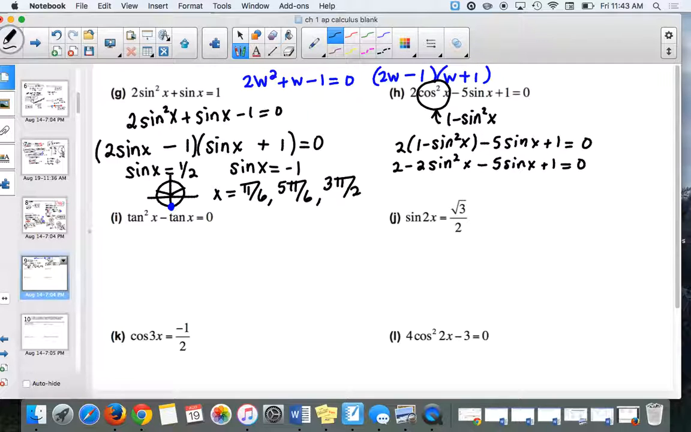0. I don't like that it's negative, so I'm going to divide by a negative first. So I'm going to divide by the negative, and I get positive 2 sine squared x, positive 5 sine of x. And then I originally had 2 plus 1, which was 3, so I'm going to have minus 3 equals 0.